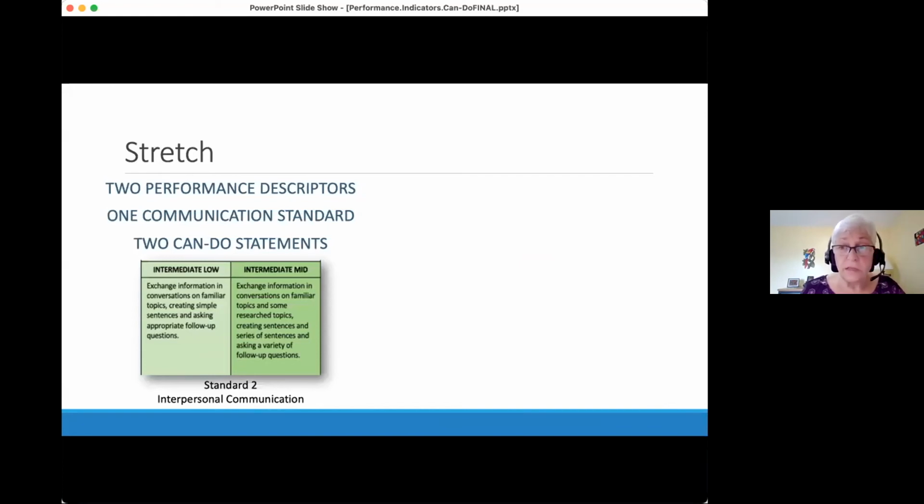So that's comfort. Now let's look at stretch. So with stretch, we want to use 2 performance descriptors or 2 performance indicators with one communication standard and have 2 CanDo statements. So you'll see from standard 2 interpersonal communication, I have put the side-by-side descriptor for intermediate low, and intermediate mid, because what I have in my mind is that I want to build my students' capacity. And how do I do that?